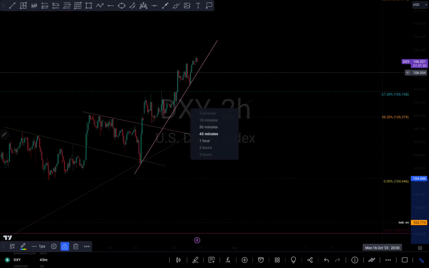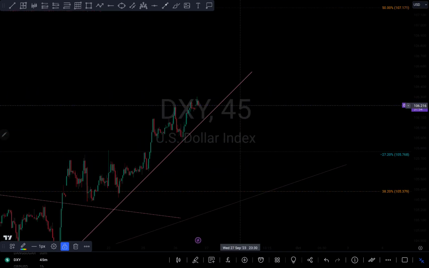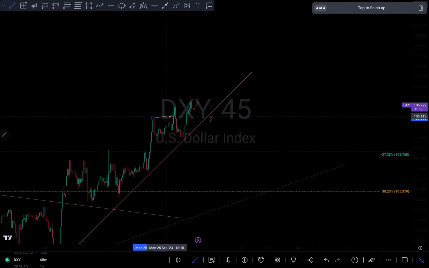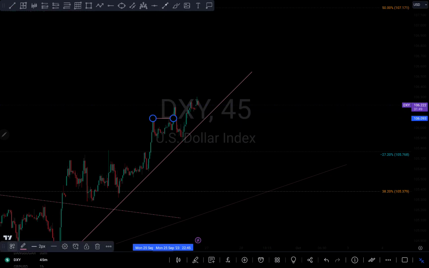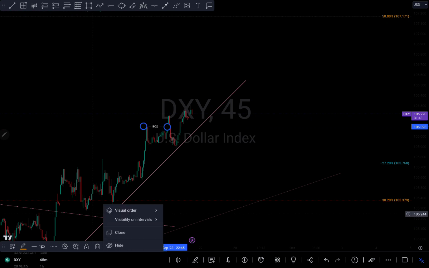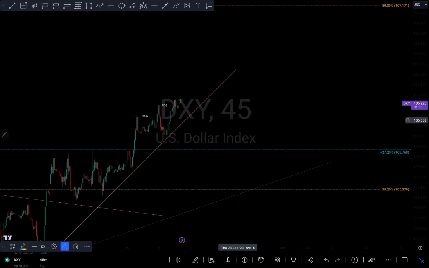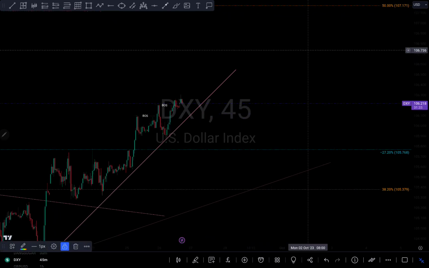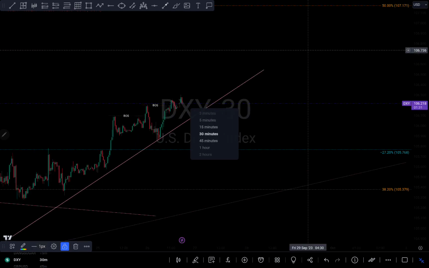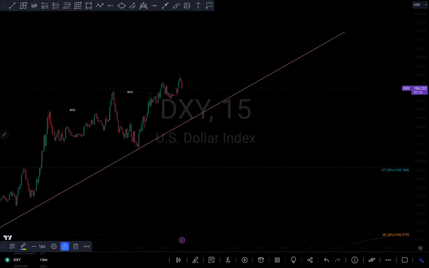So we can see that we are still breaking structure right here. I can come here and say there is this break of structure here, right here. There is this break of structure here as well. So that shows that we're still going to continue to push to the upside. Let's get to a smaller time frame just to see our next move, right?